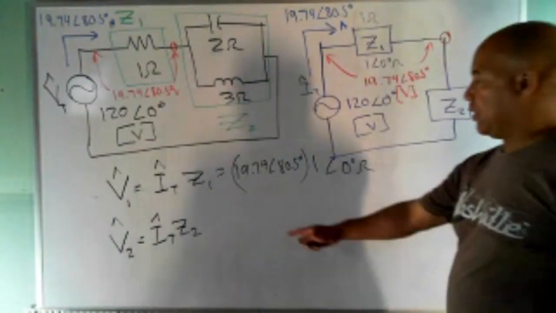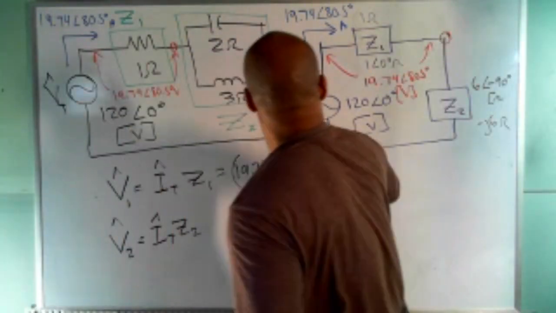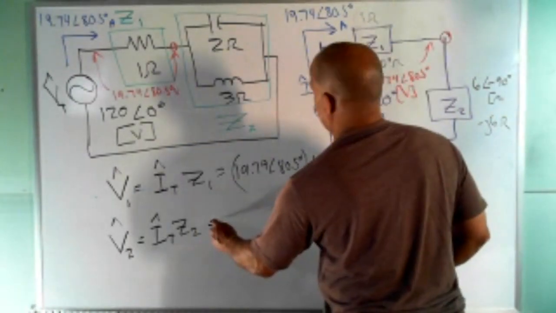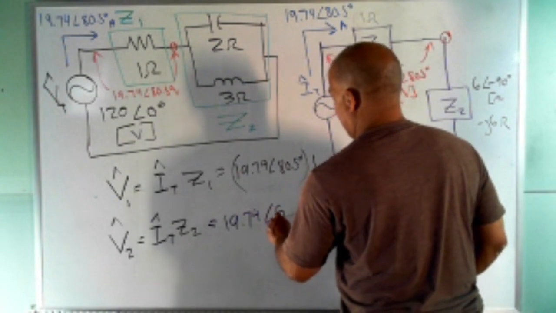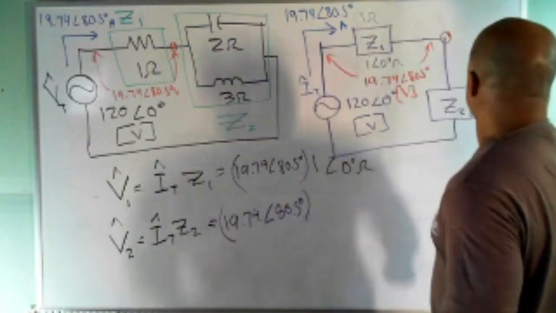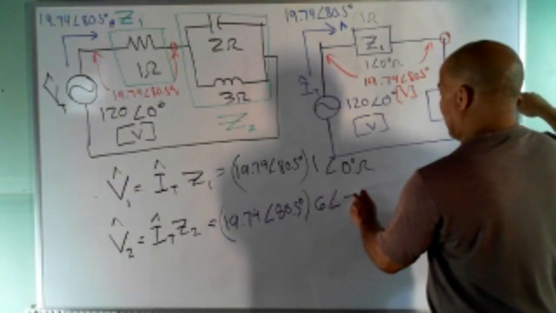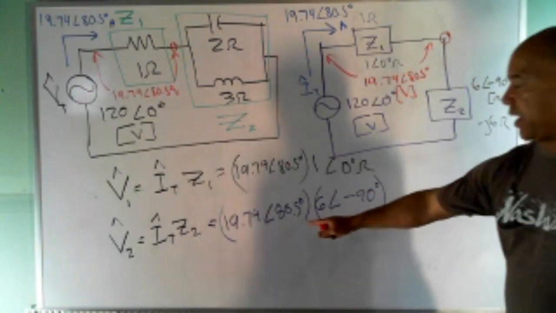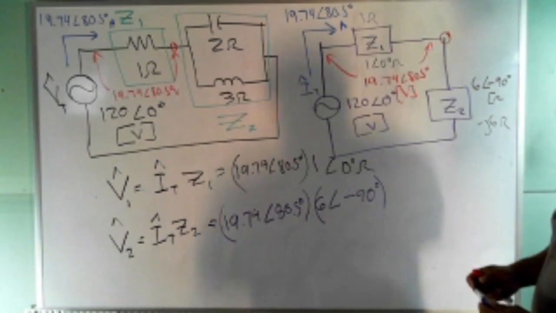And then we do the same thing for V2. I've got my same current because it's a series circuit, 19.74 angle 80.5 degrees. I'm going to multiply that by Z2. Now, since I'm multiplying, I'm going to use the polar form. It's going to be 6 at an angle of minus 90 degrees. I'm leaving the units off, amps, ohms. What is 19.74 times 6? How much is that?